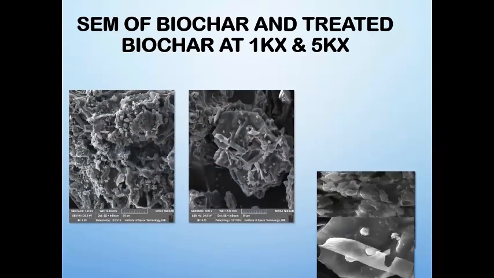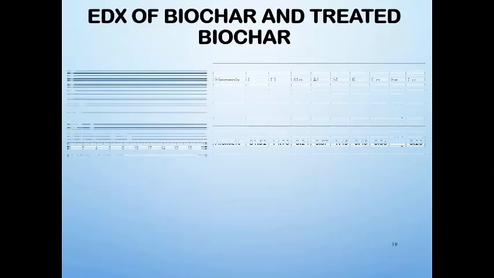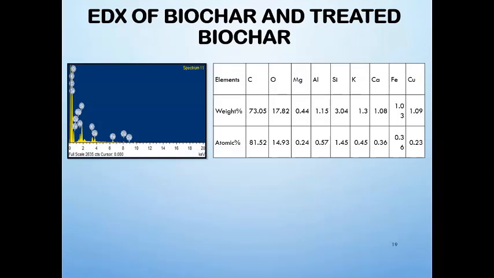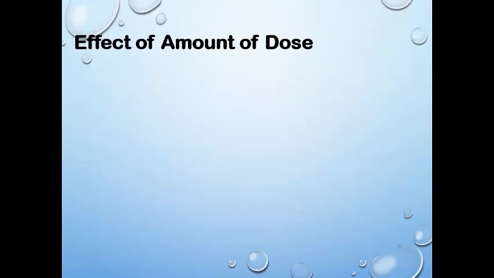These are the 2 images of SEM. The first shows the biochar, and the other one is the treated biochar. As you can see, the treated biochar has white spots that show the presence of FeCl3. EDX, this shows the FeCl3. One does not have the presence of FeCl3, and the other has a higher FeCl3 concentration.